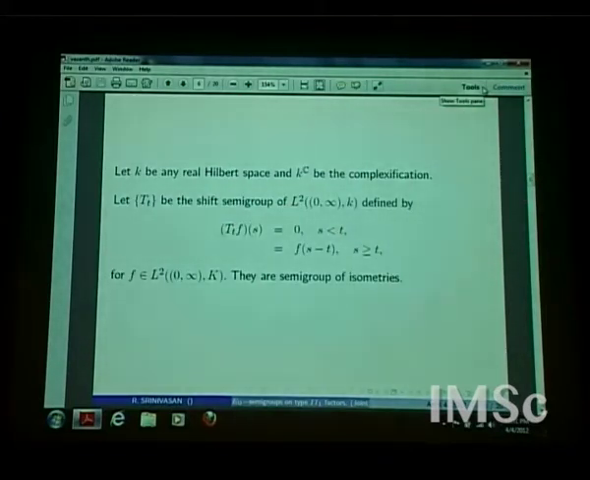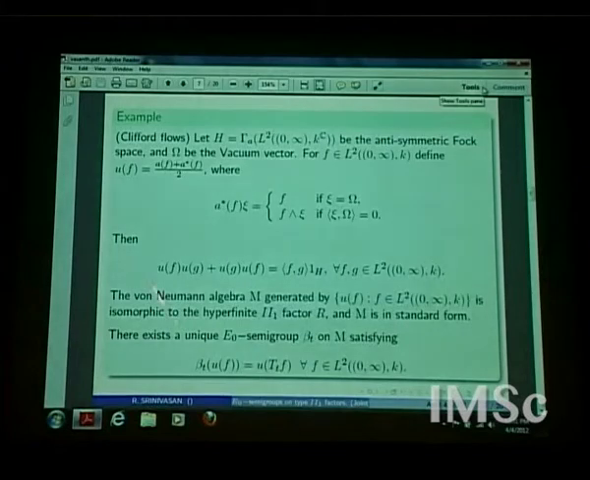So I am going to use this semigroup of operators in L2(0, infinity). We are going to get an E0 semigroup. So here is the fundamental example of E0 semigroups on a II-1 factor. As before, I take this K, the Hilbert space I have already talked about. Then I am taking these L2(0, infinity) functions, maybe all square integrable functions taking values in K.